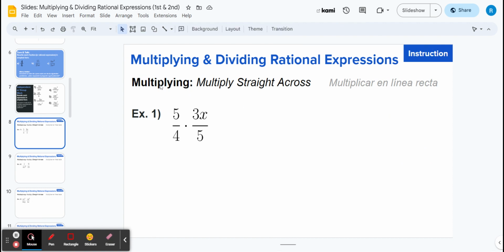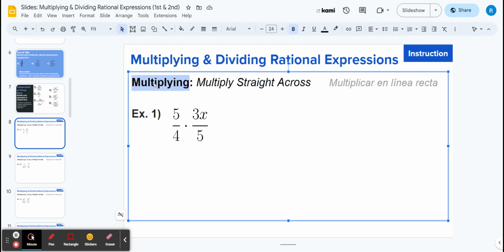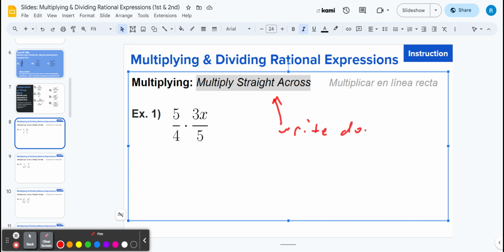So first thing we should write down is, right next to your section header saying multiplying, you should absolutely write down this rule: multiplying straight across. This is a big rule that will guide our work when we are multiplying rational expressions.